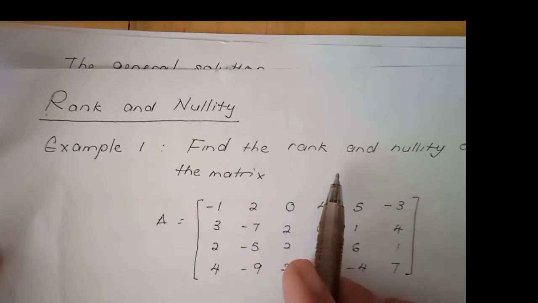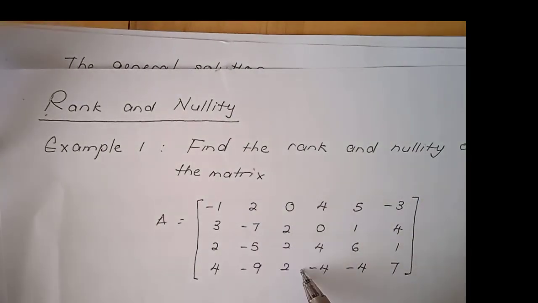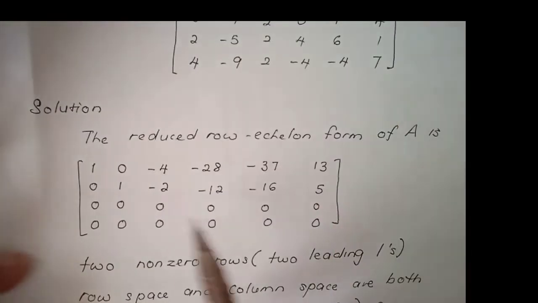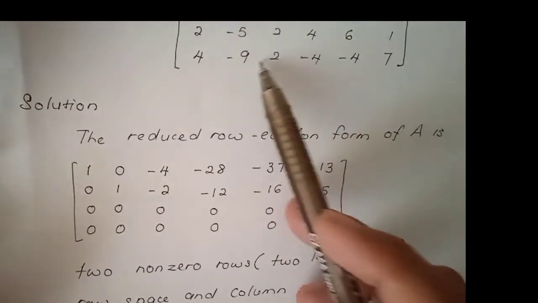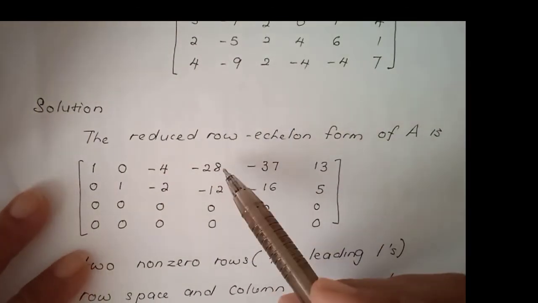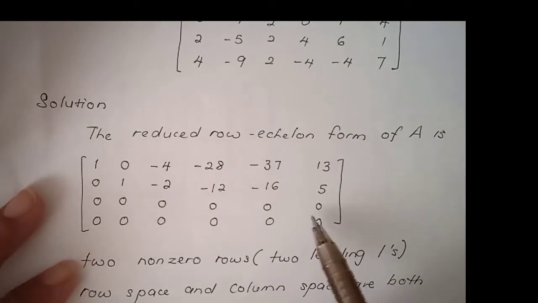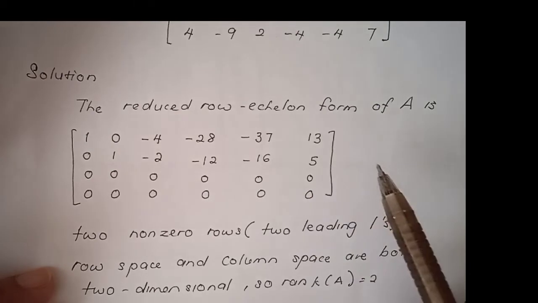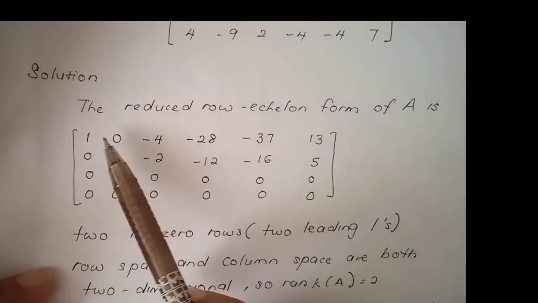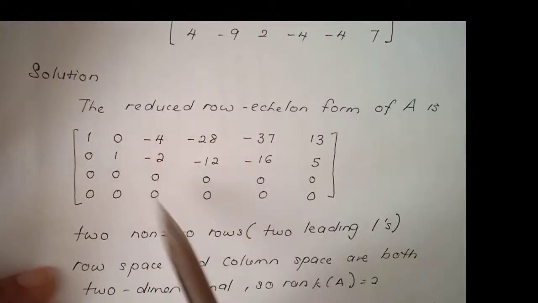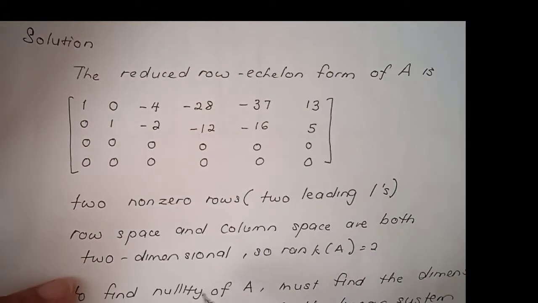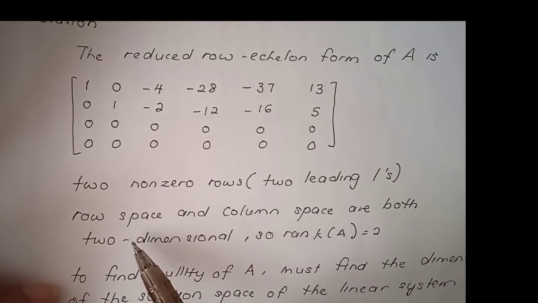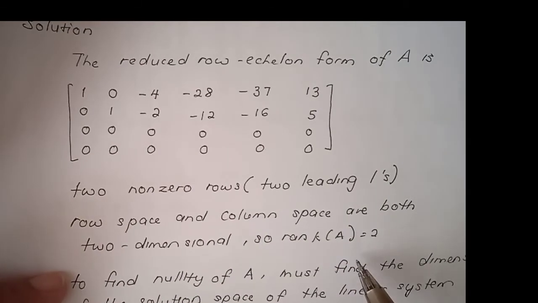Example: find the rank and nullity of this matrix. Solution: now use ERO to get the RRE form of matrix A. So finally you will get this using ERO in RRE form. The 2 non-zero rows mean the row space and column space are both 2-dimensional, so the rank is equal to 2.